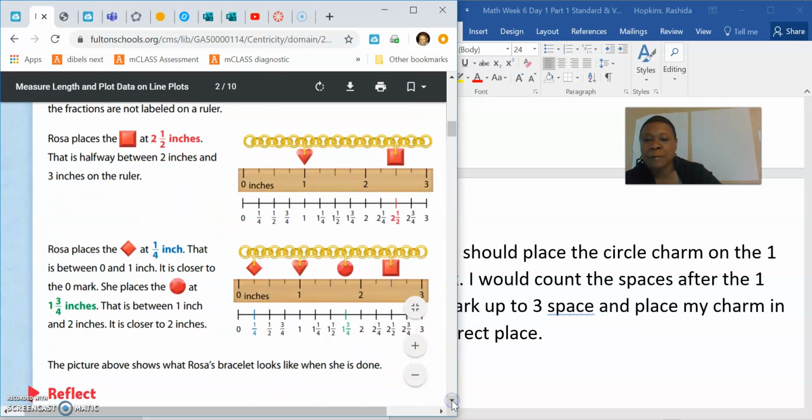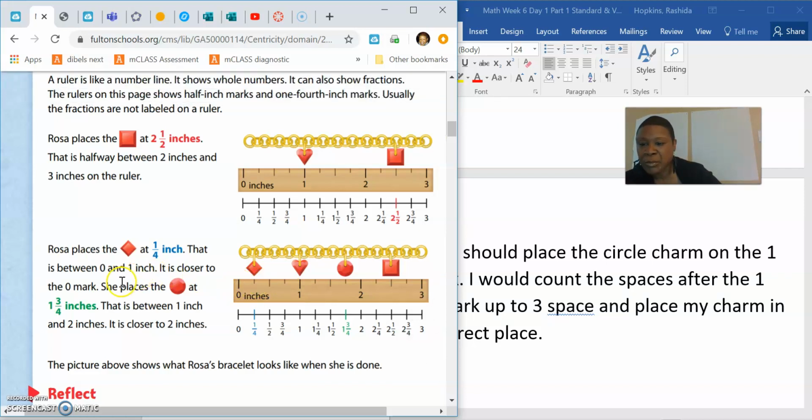Okay, jumping down. Rosa places a diamond at the 1/4 inch. That is between the 0 and the 1. The diamond is here. So we have 4 parts. Once again, 1, 2, 3, 4 in between each inch. So this is the first part of the 4. So that's where your diamond would be placed.